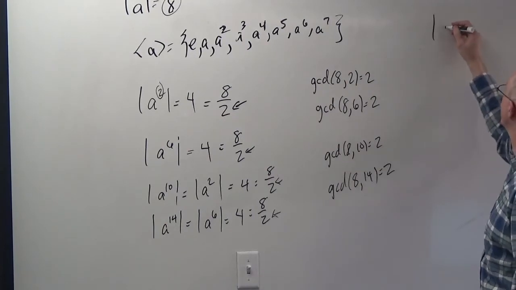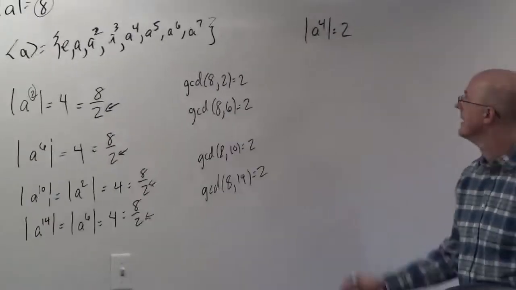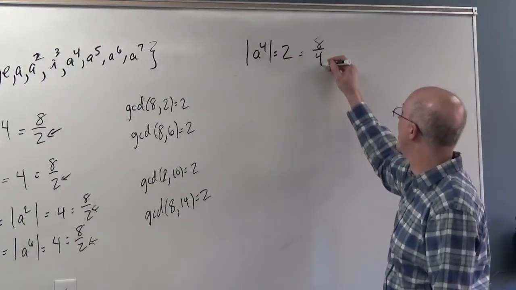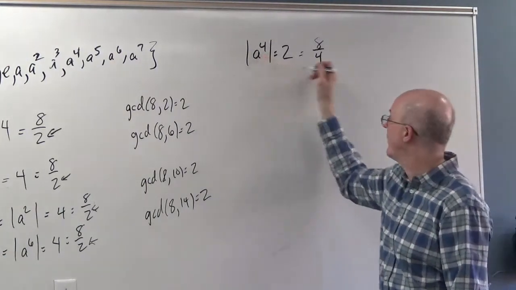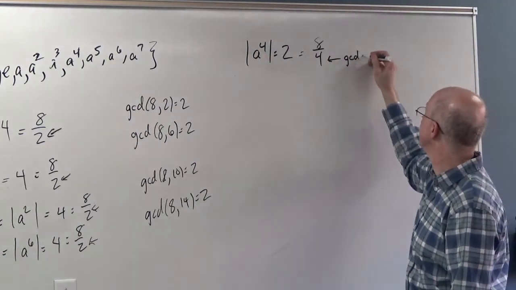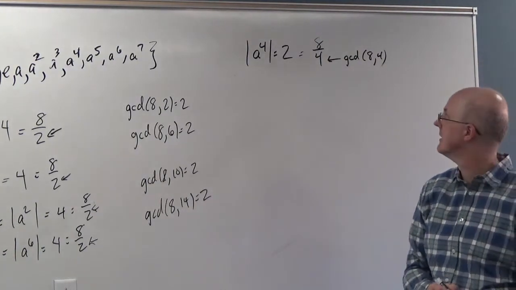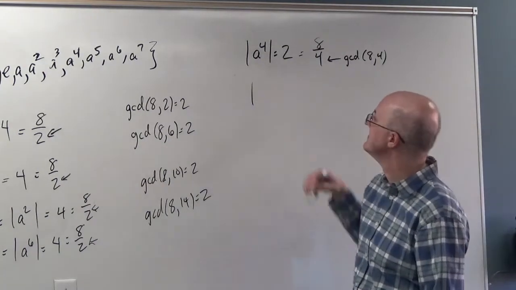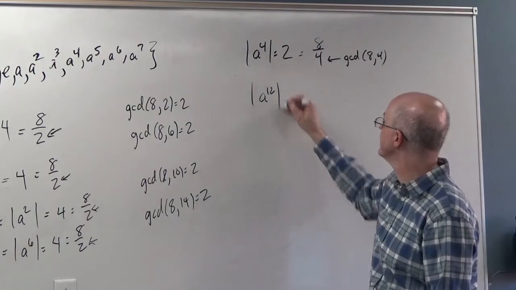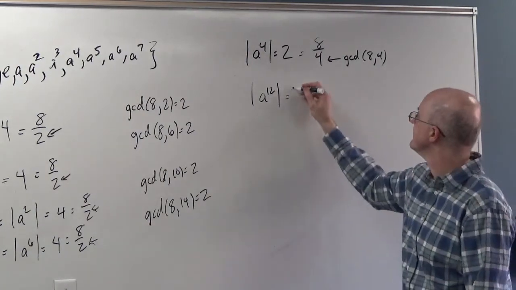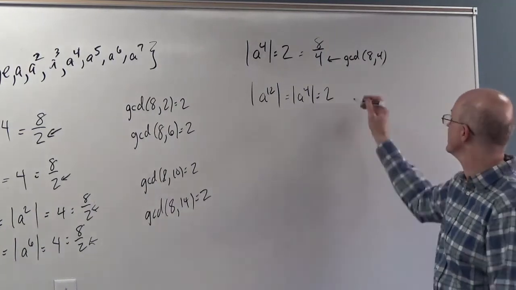Even within the same example, what's the order of a to the 4th? It's 2. 2 is 8 divided by 4, which does happen to be the power there, but 4 is also the GCD of 8 and 4. And a to the 4th would be the same as a to the 12th. And the order of that element would be 2, which is also 8 divided by 4.